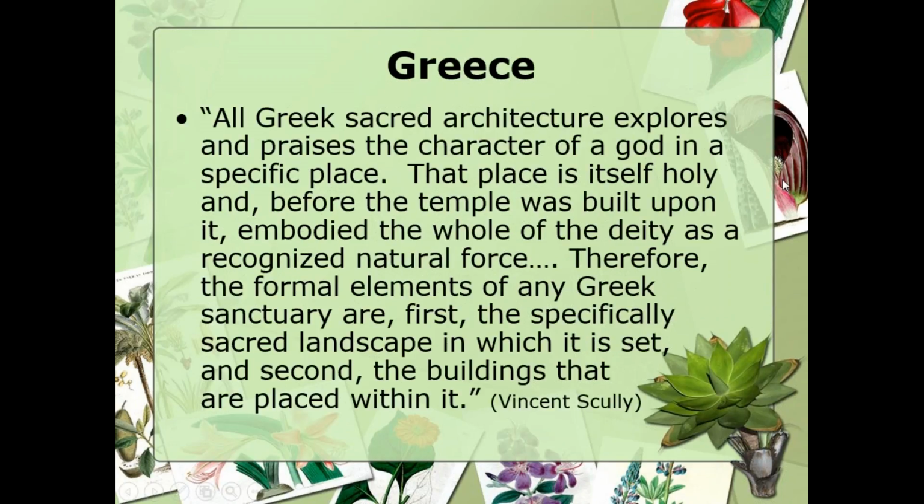All Greek sacred architecture explores and praises the character of a god in a specific place. That place is itself holy, and before the temple was built upon it, embodied the whole of the deity as recognized natural force. Therefore, the formal elements of any Greek sanctuary are first, the specifically sacred landscape in which it's set, and second, the buildings that are placed within it.